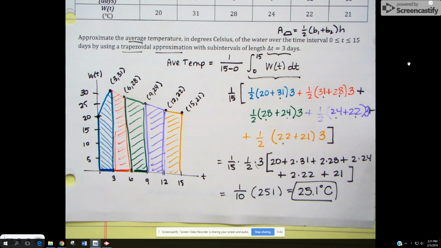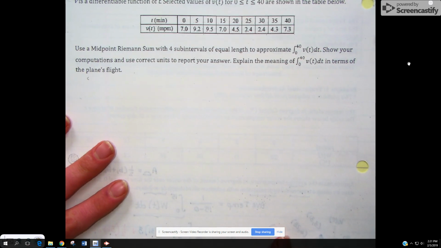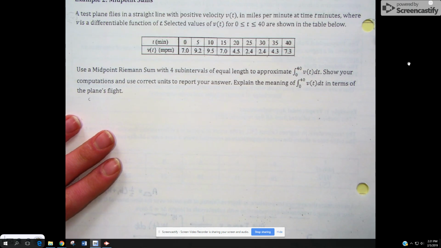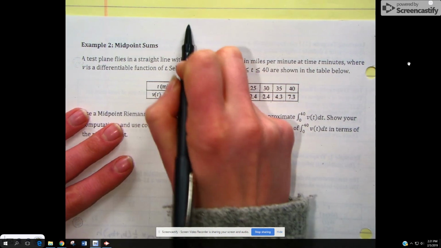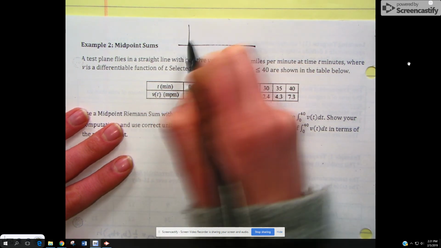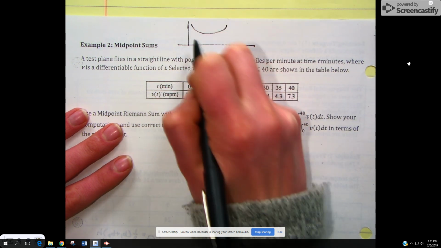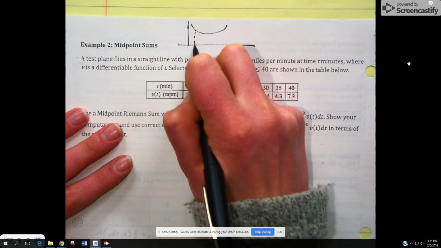All right, are you ready? We'll flip the page. Midpoint sums are very similar. I want to try to do this one without creating a graph, mostly because our table here is set up perfectly for that. But in general, when we're talking about a midpoint sum, imagine that you had a function, or some sort of graph or some data points.